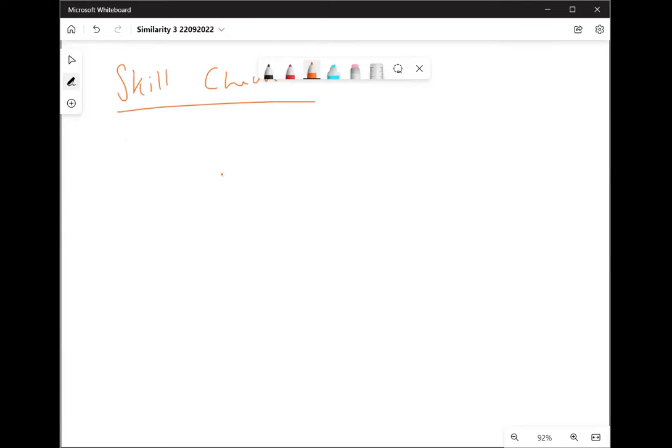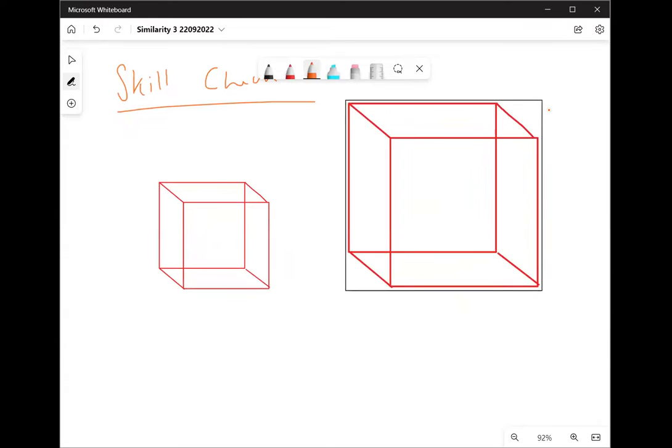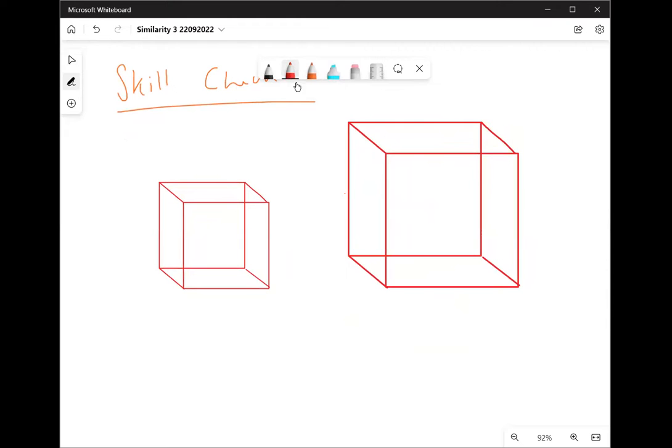First question is, let's say you have a cube. You have a bigger cube. This shape is 5 here, 10 here. Now, one thing in a cube, all the sides are the same length. Just right here, 5.